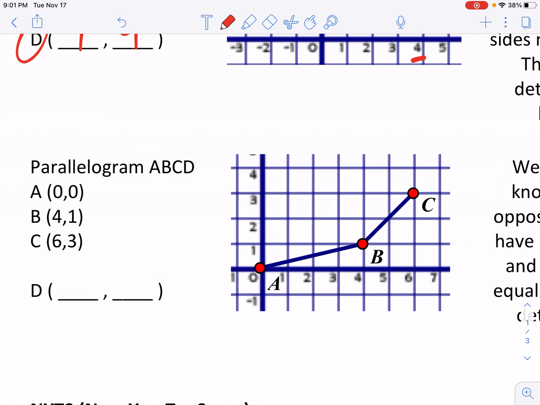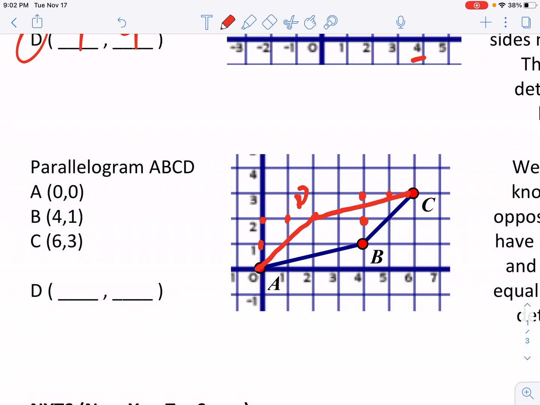For instance, notice, to go from B to C, I have to go up 2, that's my rise, and my run is 2. So to go from B to C, I go up 2 and right 2. So to find D, I would go from A up 1, 2, right 2. This guy over here should be my D. We have the same slope here between AD and BC, so those sides would be parallel. And then because that side is parallel, the other side is going to be parallel too, since it has the same slope as AB.